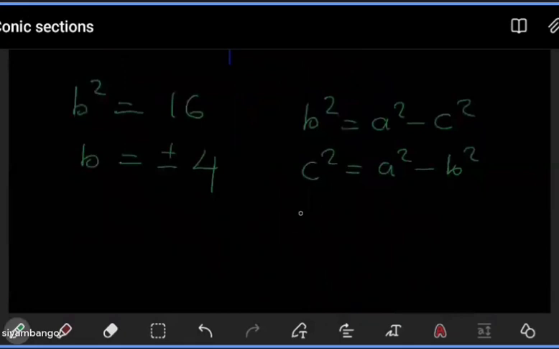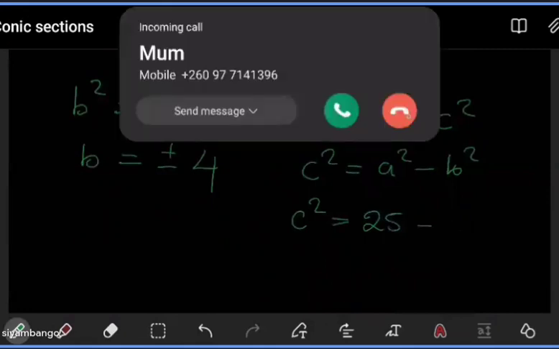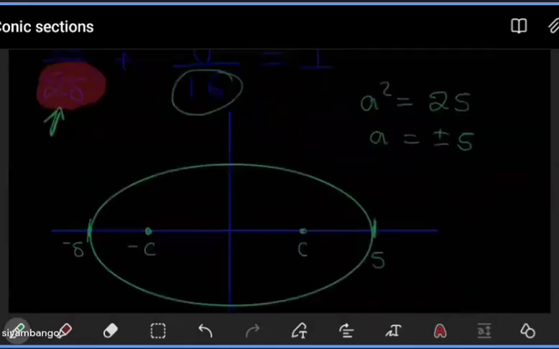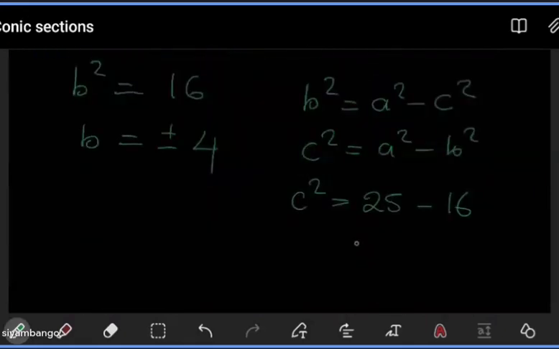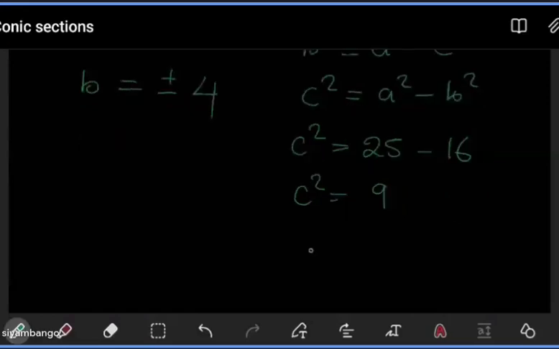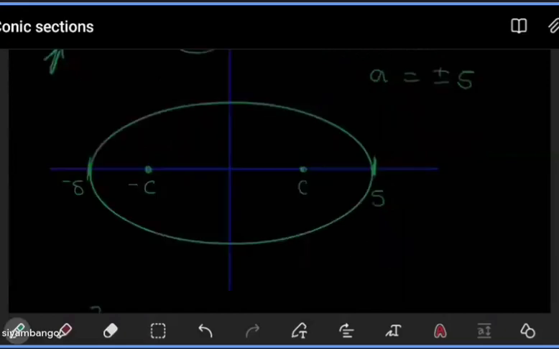Finally, C squared is A squared, 25, minus B squared, 16. So that C squared will be equal to the difference there, 9. And knowing C squared, we can get C as plus or minus 3. Having figured that out, we can place it there, minus 3 and positive 3. So we have figured out what C is. We have our sketch, everything is in place. We can now answer the question.